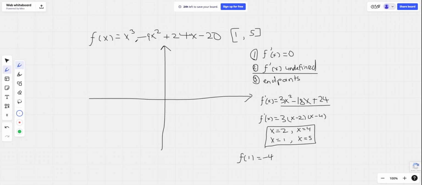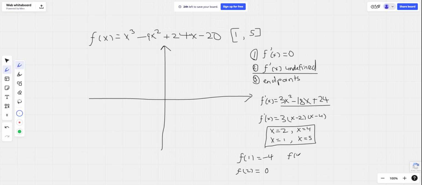And f of 2 is, hang on, 8 minus 36 plus 48 minus 20. 8 minus 36 is -28, plus 48 minus 20, f of 2 equals 0.